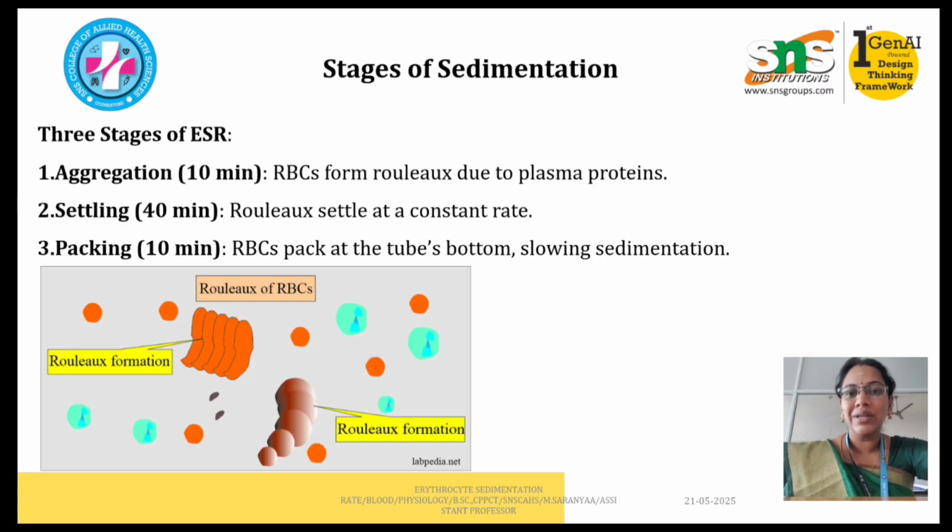The result given by this test has 3 stages. One is aggregation, one is settling, one is packing. Aggregation is the clumping of RBCs into a rouleaux formation, and settling is the settling of the rouleaux formation at the bottom of the tube at a constant rate, and packing is where the RBCs are packed at the bottom and settling down, where the plasma is at the top, which is a yellowish fluid.